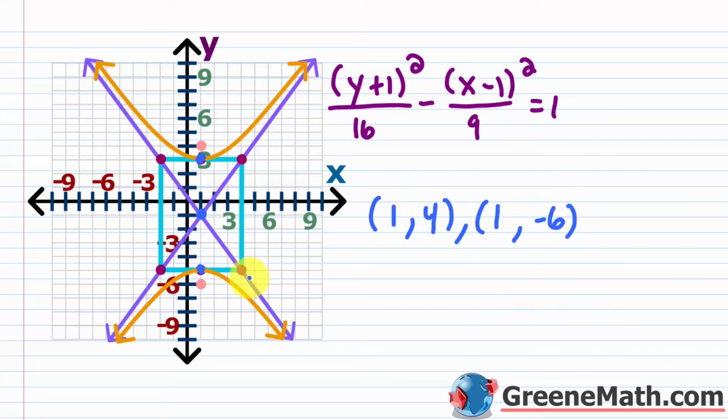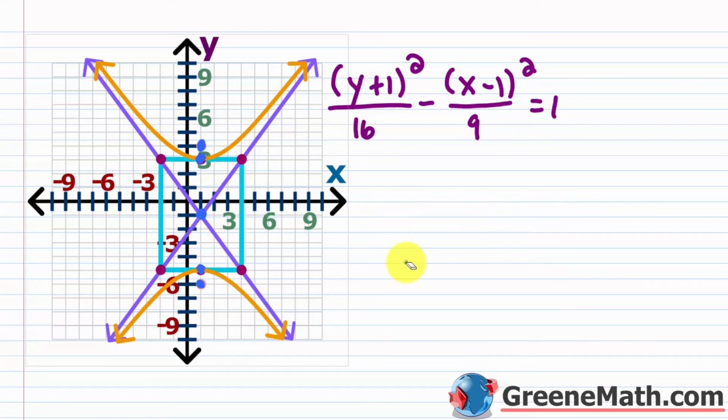So you'd have 1, 4, so that's right there. And then 1, negative 6, so that's right there. So that's where those two foci come from. Okay, let's talk about the fundamental rectangle now. Okay, so where do these endpoints come from?